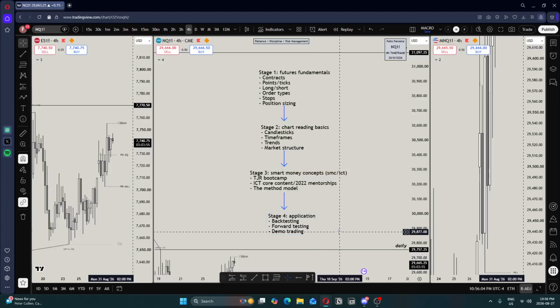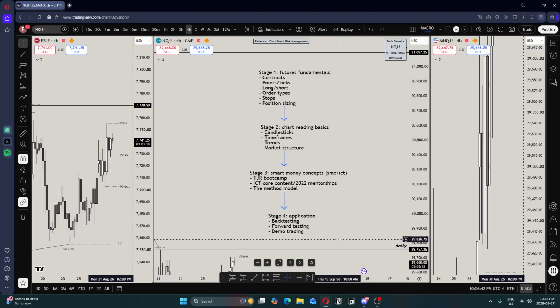Forward testing refers to live trading in the market and not executing any positions, but seeing how price plays out in real time as per your system or confluence, whatever it may be that you're trying to test and gather data on or just gather experience on. It is recognizing it and taking note of it in real time without any execution.